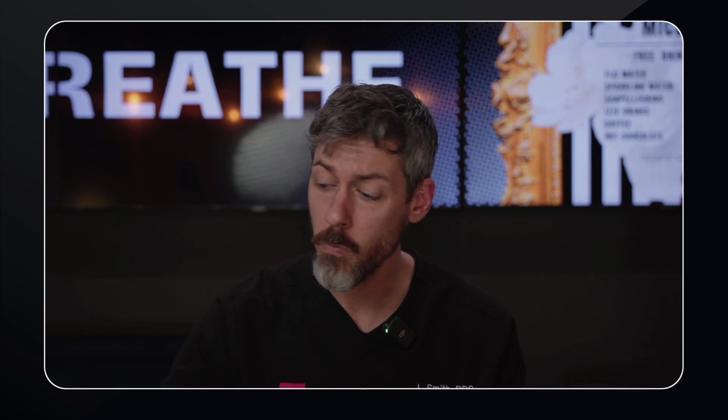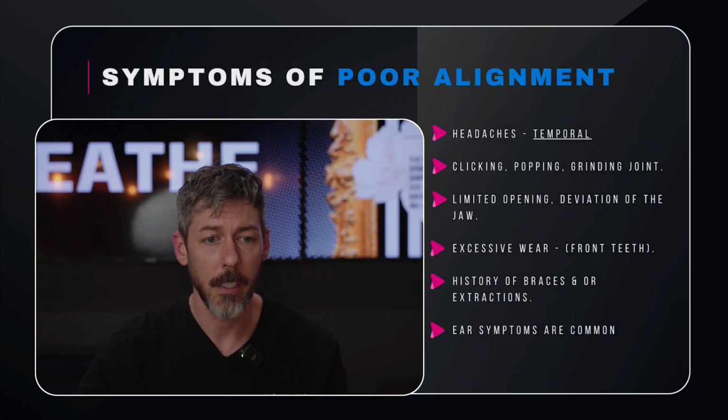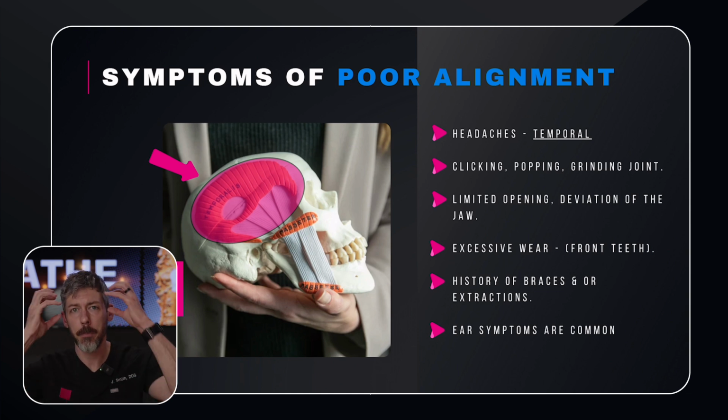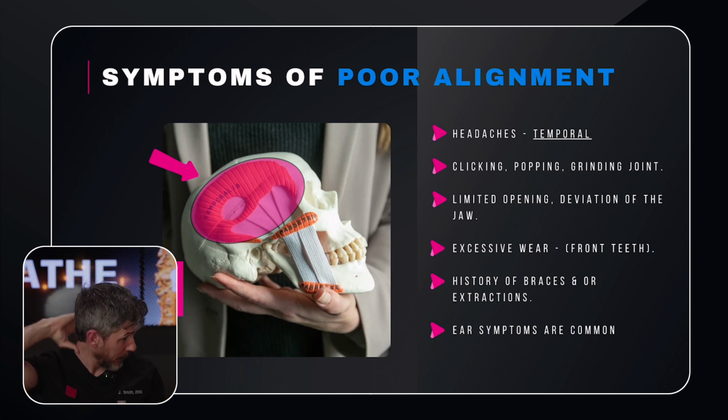All right, so going back to the presentation here, I think I kicked it off. Symptoms of poor alignment. This is going to be a little different from occlusal muscle disease. So number one, we have headaches, and they're typically going to be more in this range of the side, the temporal regions, or they're going to run up the back of the neck and come all the way around to the frontal area here. That's the most common symptom that I see.